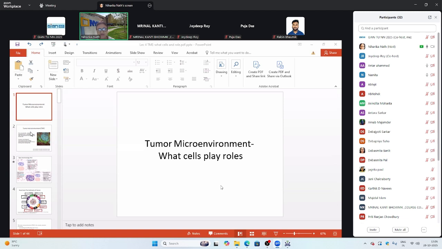They have progressed and they're promoting themselves, but how do they take the help from their neighbors? How do they take the help from their neighborhood environment? So let's look at that.